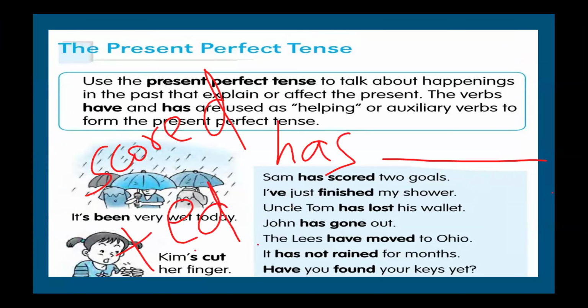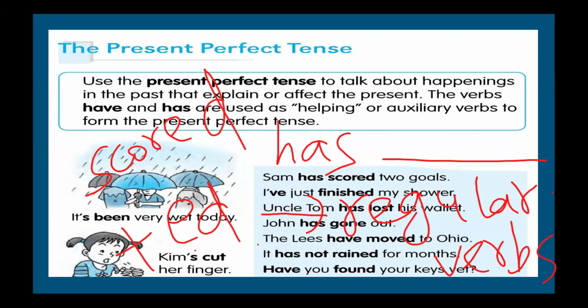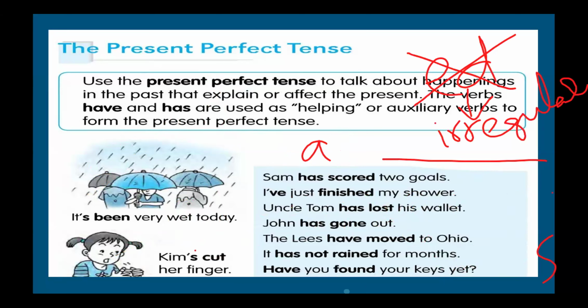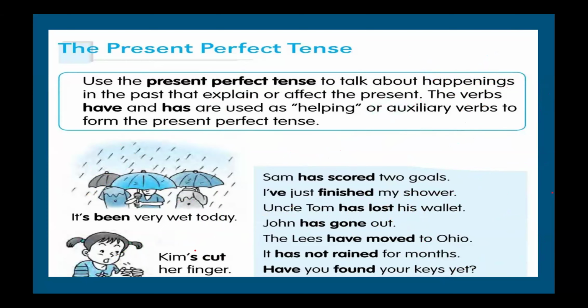Ed for regular verbs. When you add ed to the verbs, they are called regular verbs. But when you don't add ed, they are known as irregular verbs, like lost, found, cut, cost. All these are irregular verbs. So what do we do in the present perfect tense? You will write either has for singular nouns or have, and then the verb.